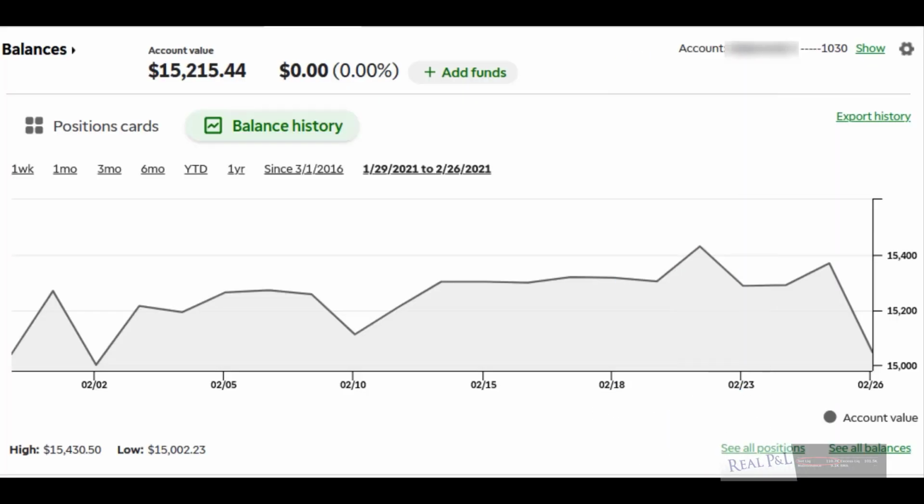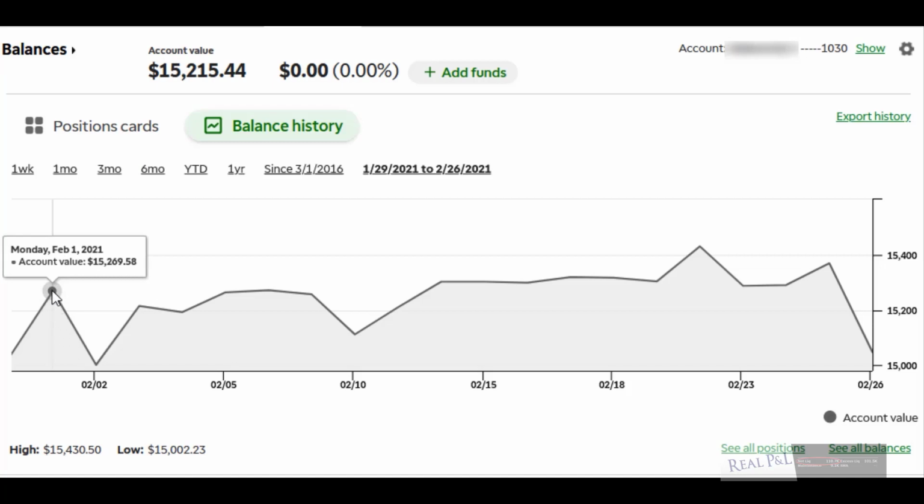Okay, here's my account with a 5-step options trading success program. You can see that the balance is $15,215. I ended last month with $15,115. So I'm up $100 this month. You can see that there's not a lot of volatility in the account.